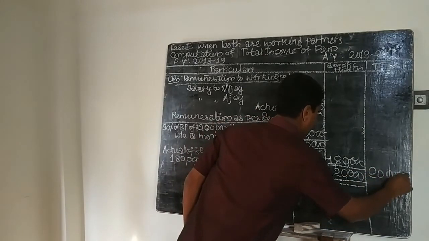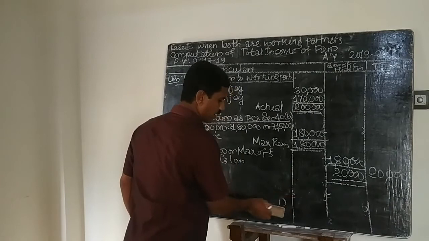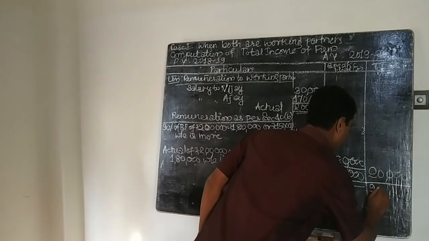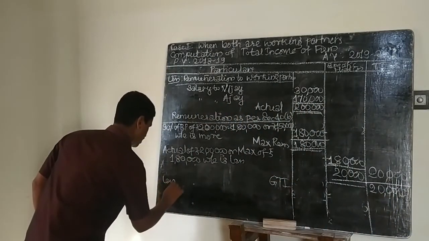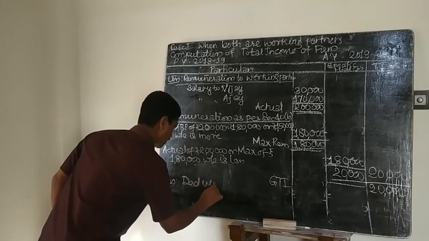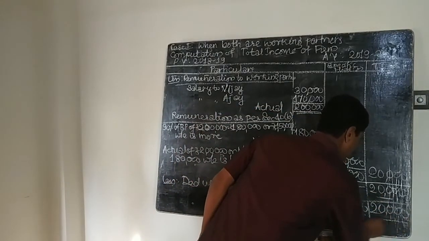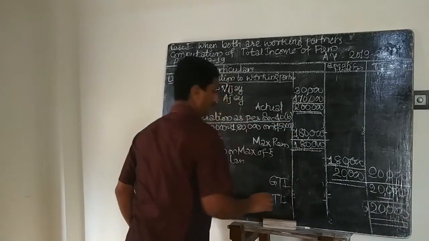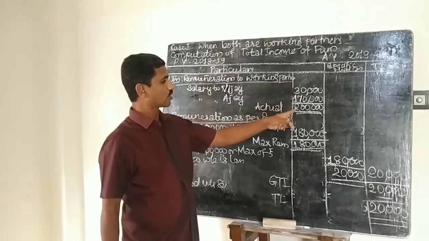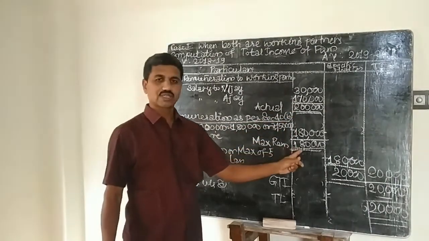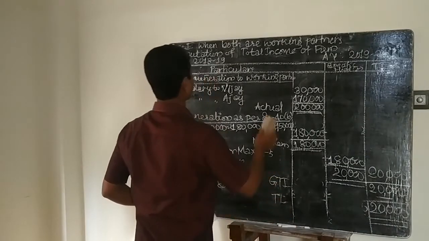So 20,000. There is no income under other heads like capital gain or other sources. So this itself is GTI. Less deduction under section 80, there are no such deductions like section 80G here. So 20,000 is the total income. So in the first situation, both partners are working partners. The actual remuneration is 2 lakhs, whereas the maximum we have come to is 1,80,000. Now, let us go for the second situation.